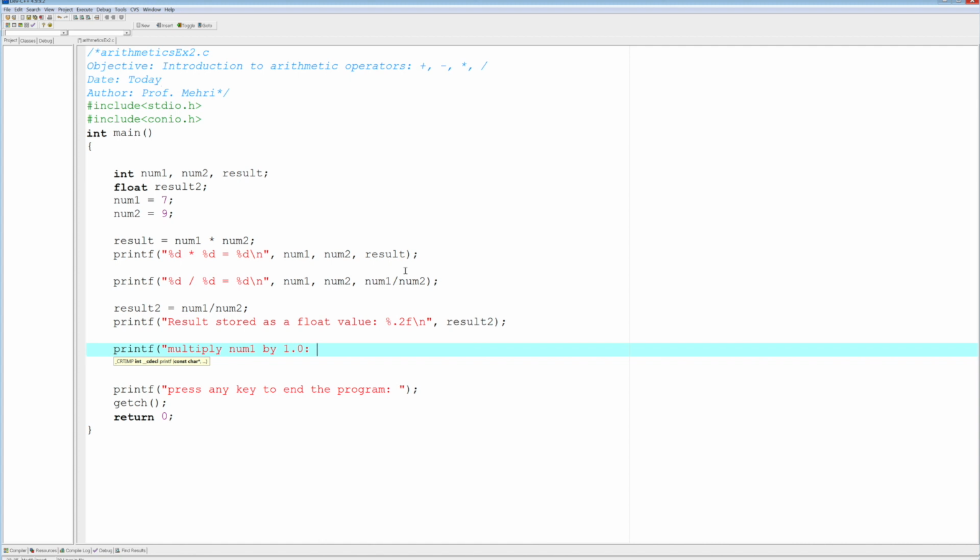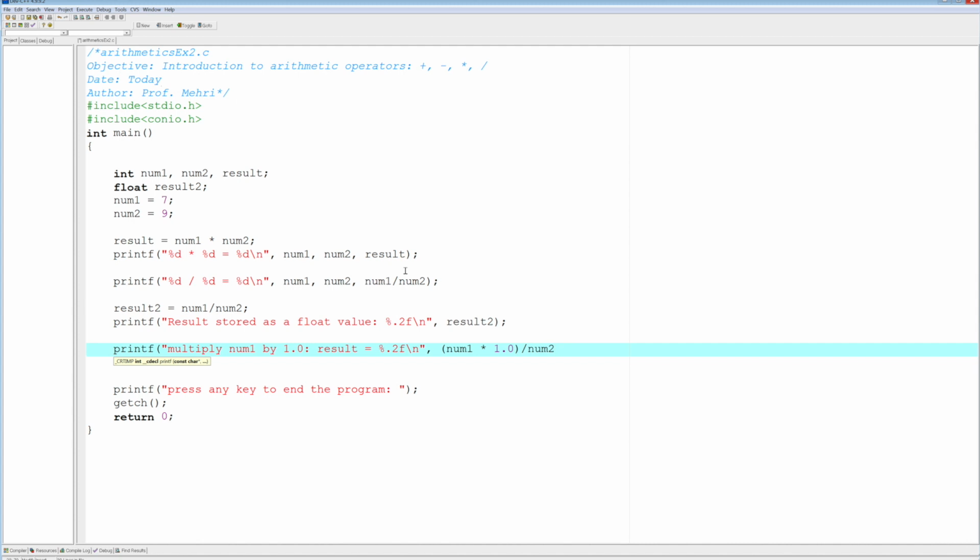Right? So result equals, and that would be a percent f. We want the result to come out as a float, percent 0.2f slash n. And here's what you're going to do. You're going to take num1 times 1.0. So you're multiplying it by 1. Num1 happens to be 7, so now it's 7.0. The result of that multiplication is divided by num2.